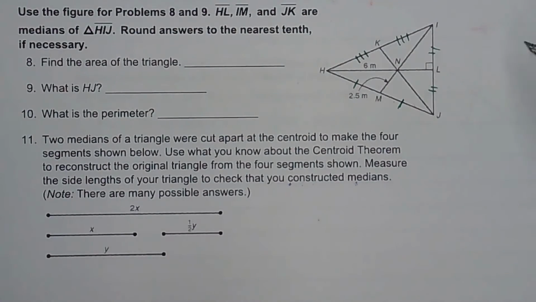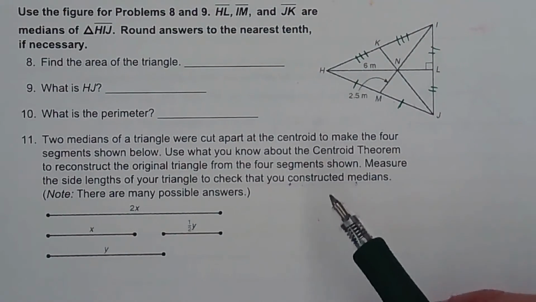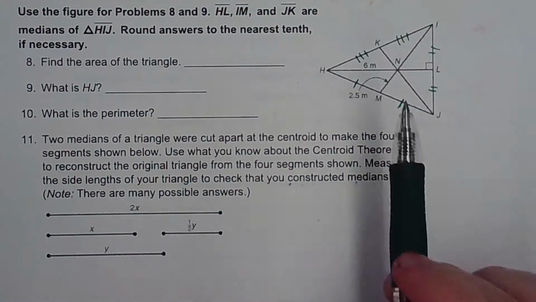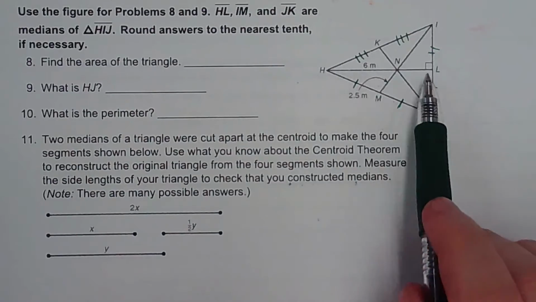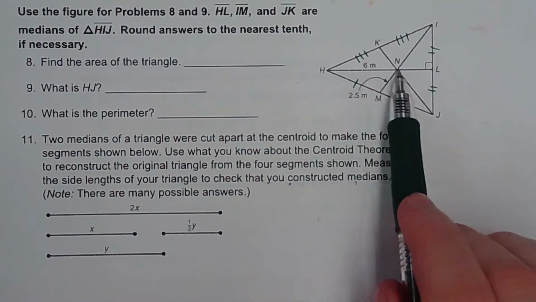So the area of the triangle. Well, if we want to know the area, we need to know the height of the triangle, and we need to know the base of the triangle. Well, the height of a triangle would be an orthogonal, right? That's another name for an orthogonal, the height. What are orthogonals? Perpendicular. So which of these segments is a perpendicular? HL is a perpendicular. So HL is not only a median, but it's also an orthogonal. It's also our height of our triangle.